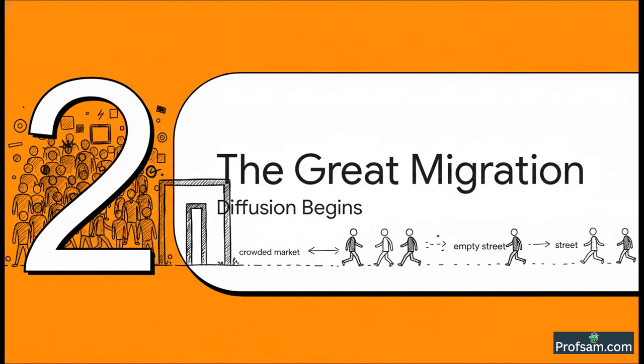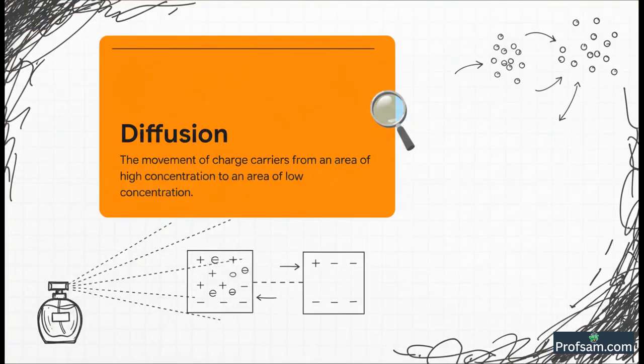Right. So now, what do you think will happen if we suddenly open a gate between that crowded market and that empty street? It's obvious, isn't it? People from the market will naturally start moving into the empty street to find some space. Well, guess what? The exact same thing happens here with our semiconductors. And this very natural movement has a name in physics. It's called diffusion. It's a really fundamental process.